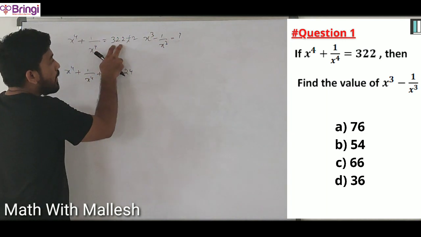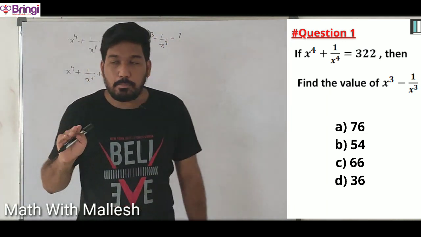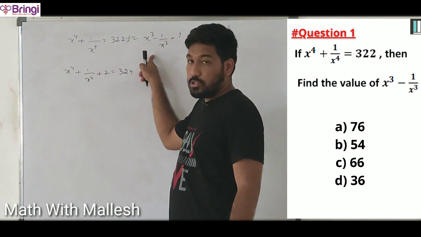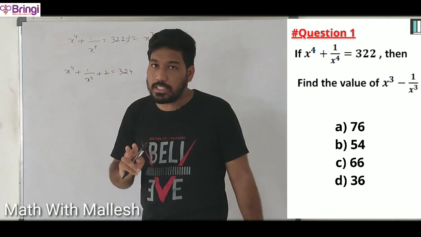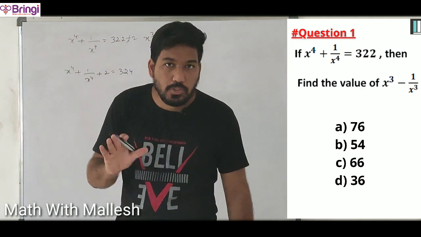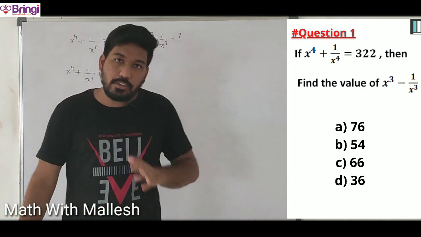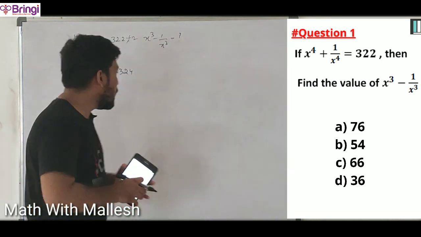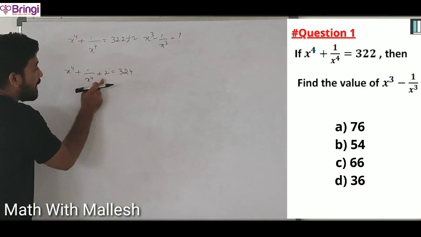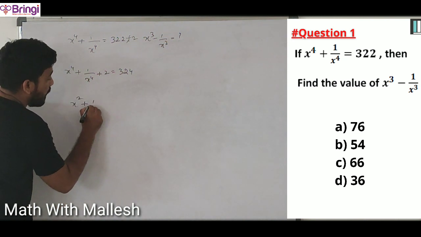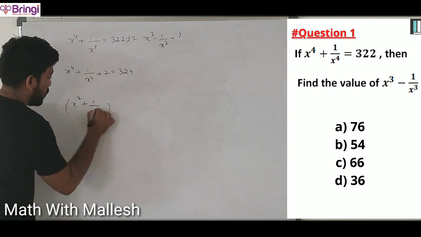Because 322 is not at all a perfect square number. So we should check only 2 possibilities, whether minus 2 or plus 2. With minus 2, we get 320. Definitely 320 is not a perfect square, and if you add 2, you are going to get 324, and we know 324 is a perfect square. And x power 4 plus 1 by x power 4 plus 2 is equal to (x square plus 1 by x) whole square.